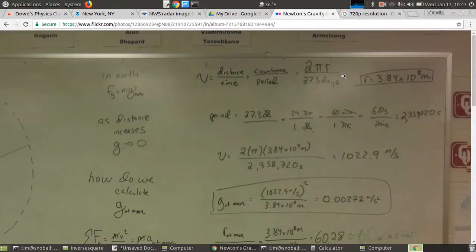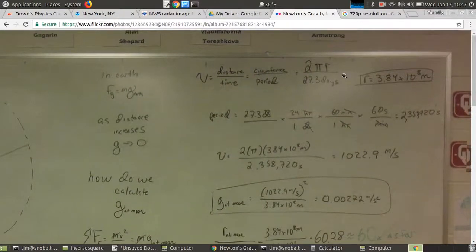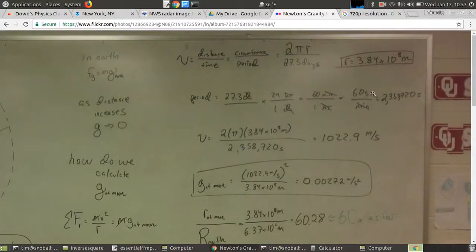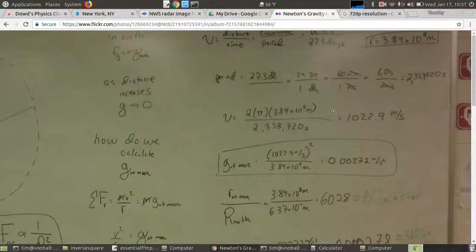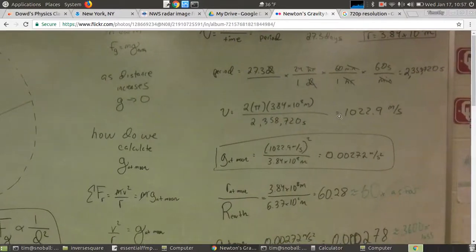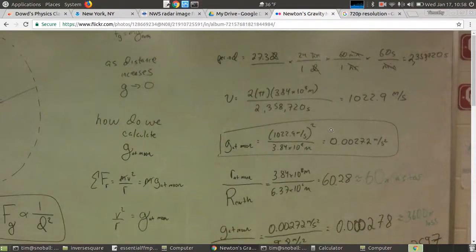We know about the period of the moon going around the Earth. It's a month, and a month on average is 27.3 days for the moon to completely come back. So here is me taking the 27.3 days and converting that into seconds. And then I'm doing the circumference over time equation equals velocity. So I get that the moon's velocity is a little more than 1,000 meters per second. And then plugging into g is v squared over r, we end up having the Earth's acceleration of gravity as far away from the Earth as the moon is really small. It's about 0.003 meters per second squared.